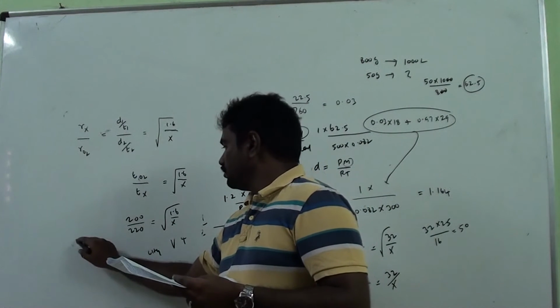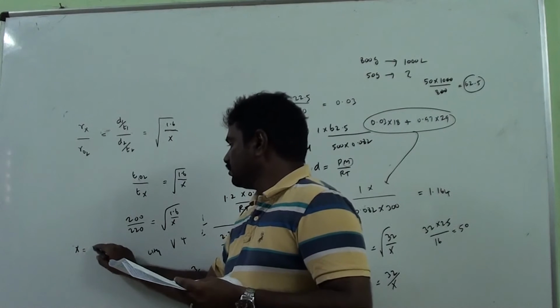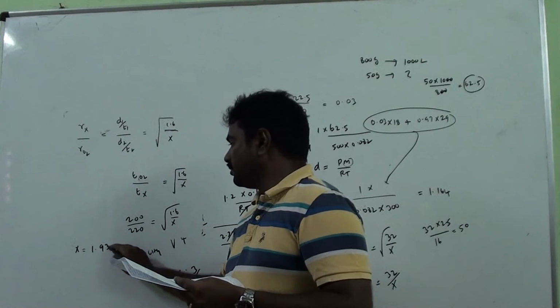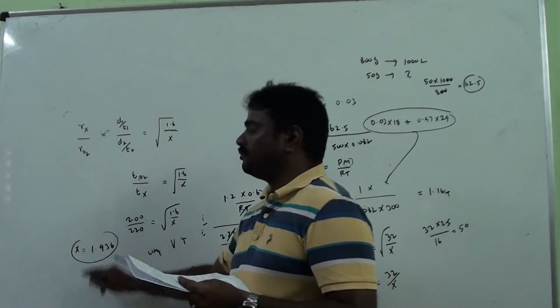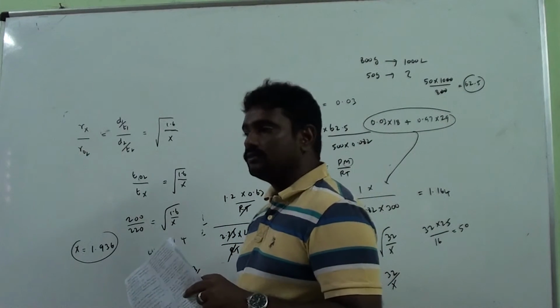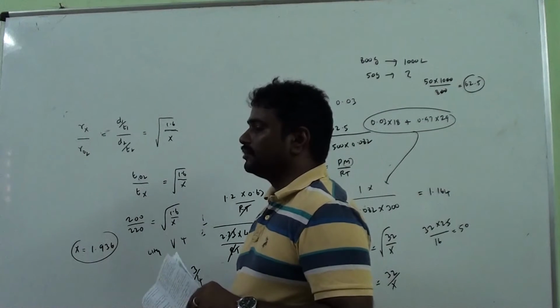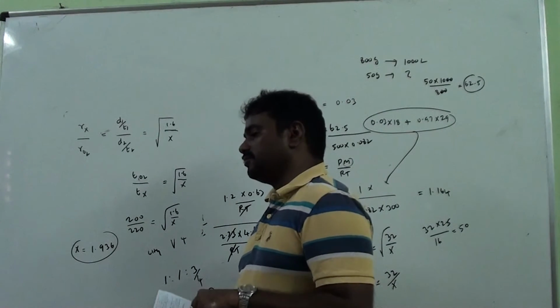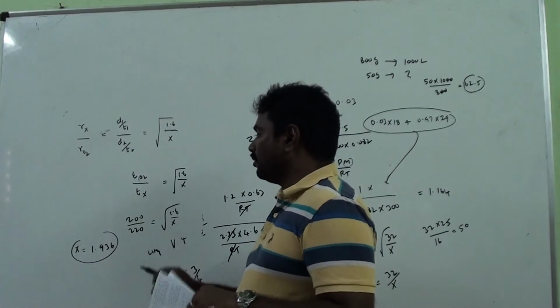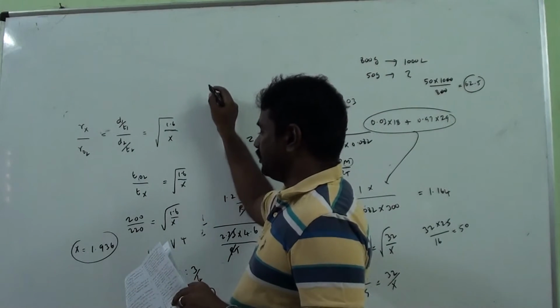Tell me, what is X? 1.936. So 1.936 is the overall density. Overall density of which one? Oxygen plus ozone. But now in that ozone alone, how much do you have to find?